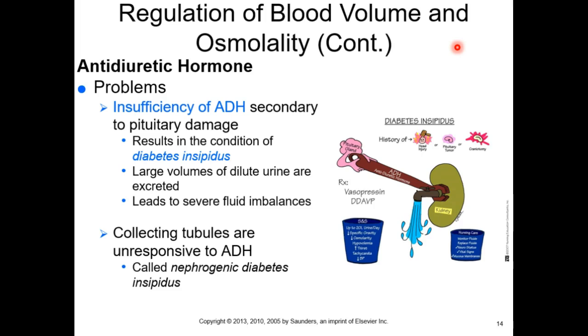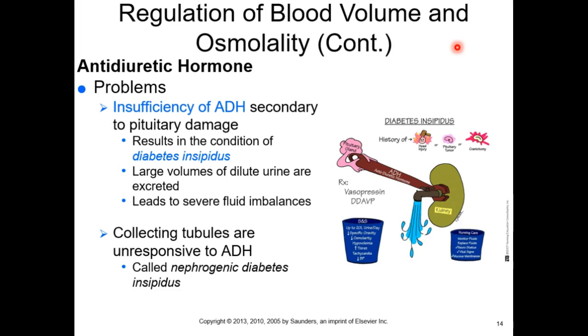This is one of the many reasons when we say diabetes, we can't just say diabetes anymore. You have to say diabetes mellitus type 1, diabetes mellitus type 2, pregnancy-induced diabetes, diabetes insipidus. This has nothing to do with sugar whatsoever. The only thing it has in common with diabetes mellitus is that there are large volumes of dilute urine. That's it. It's also possible to have nephrogenic diabetes insipidus, in which the ADH is fine, your pituitary is releasing all the ADH, but the collecting duct cells are non-responsive to it.